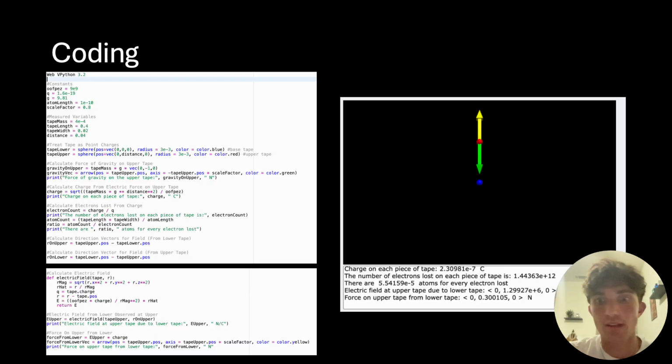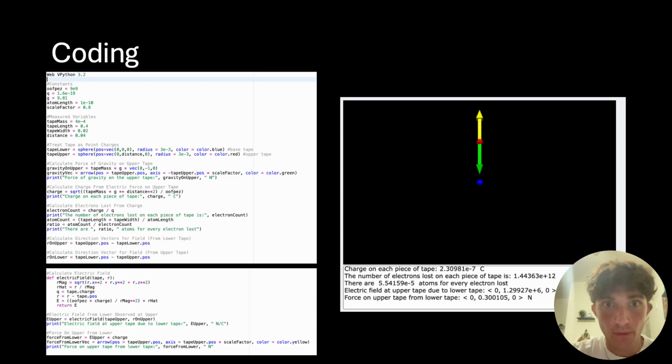Using known constants and the measured variables from the experiment, as well as treating tape as point charges, we're able to calculate the force of gravity on the upper tape and use this to find the electric force from the lower tape. We were then able to use this electric force to find the charges of both tapes and then how many electrons we lost throughout the experiment.